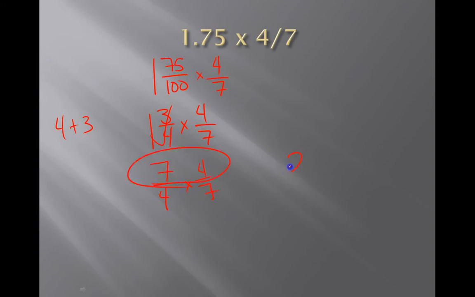Multiply those top numbers, that's 28. Multiply the bottom numbers, that's also 28. And 28 over 28, or 28 divided by 28, is 1. And that's our answer.